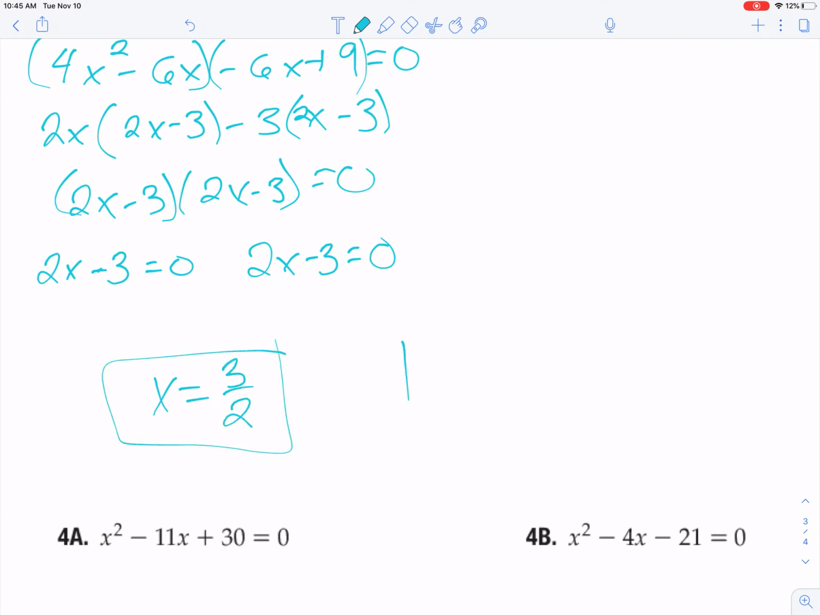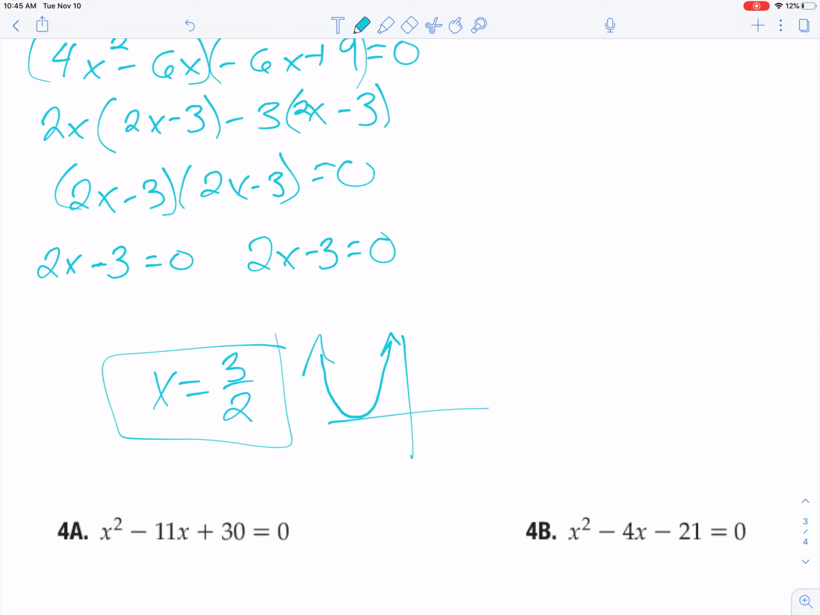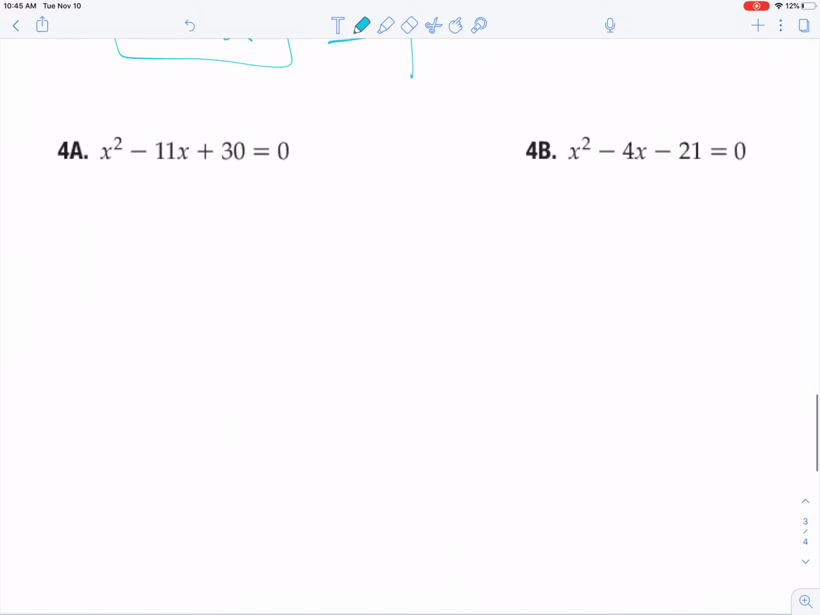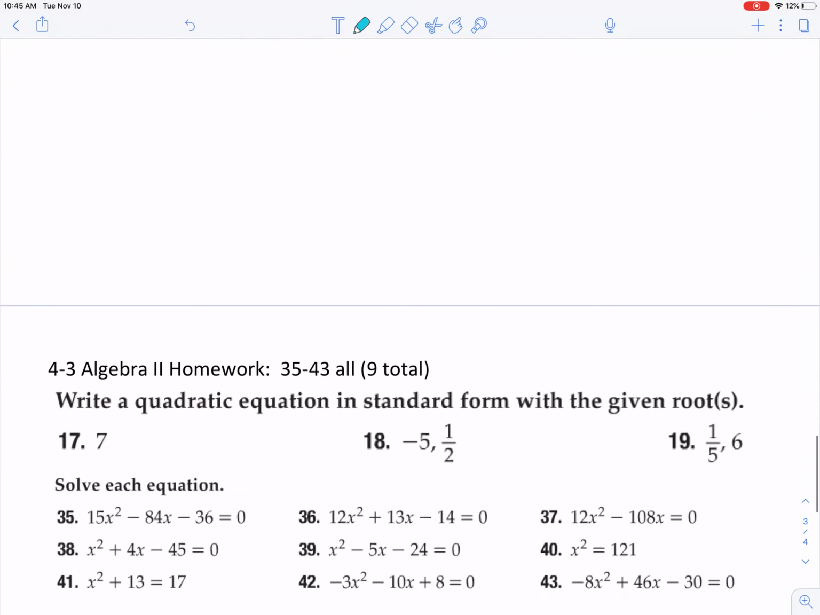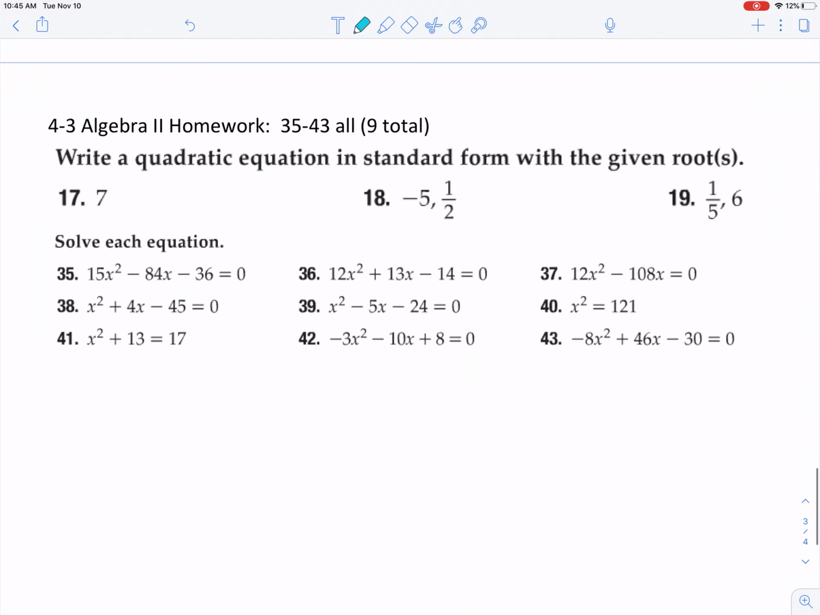This one, if you had graphed it, actually would have turned out to be like that. A nice little happy one solutioner. Okay, let's see. I think that's all we're going to end up with. You shouldn't have any no solutions today.